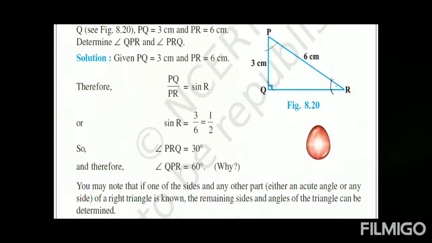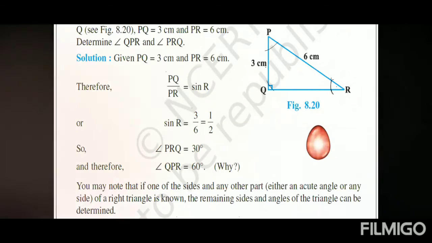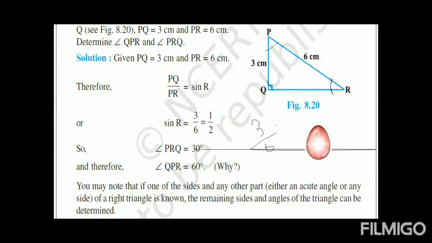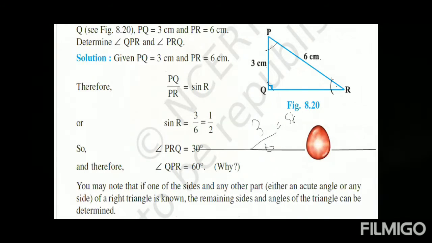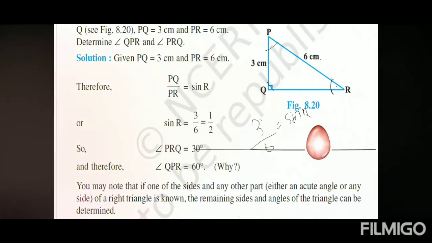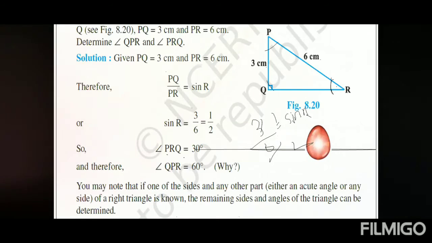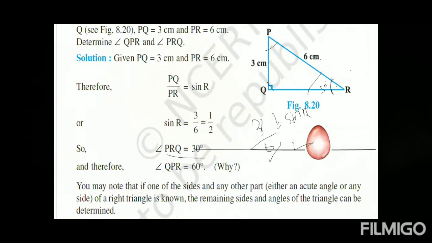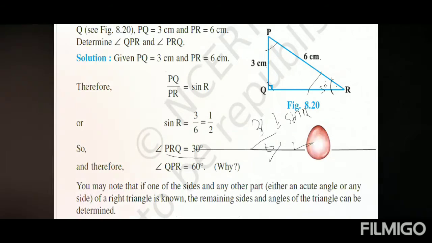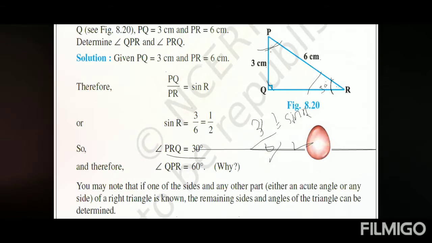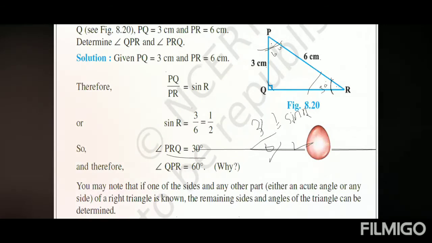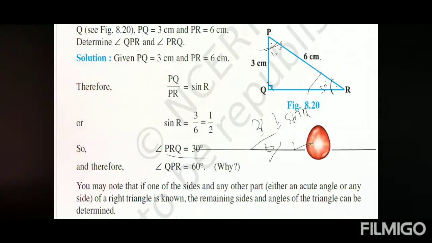From angle R, sine R equals opposite by hypotenuse, right? So 3 by 6 equals sine R. And when you cancel this, you get 1 by 2, and that is sine 30. So this is 30 degrees. And by using the angle sum property, 90 plus 30 is 120 degrees, so the remaining angle will be 60 degree. By using the angle sum property, you can find the angle P. And now we have done the question. Let's move on to the next question.